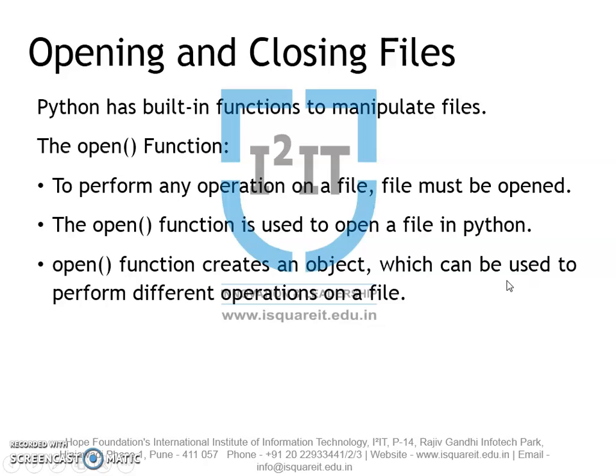So we will start with opening and closing of the files. Python has built-in functions to manipulate the files. First function is open the file. This function is used to open the file that we want to access. To perform any operation on a file, that file must be opened first of all. So this open function is used to open the file in Python. This function creates an object which can be used to perform different operations on the file.